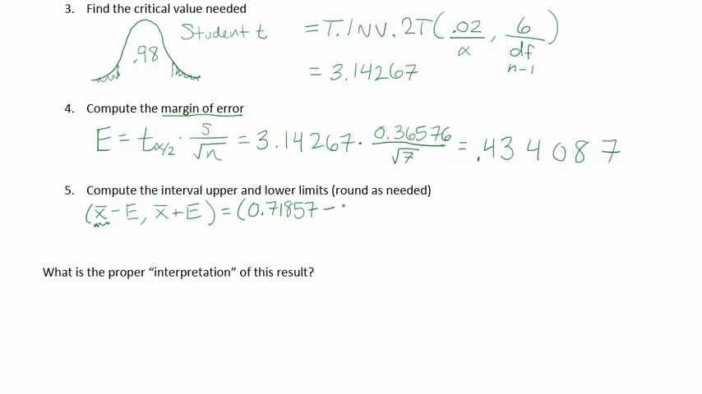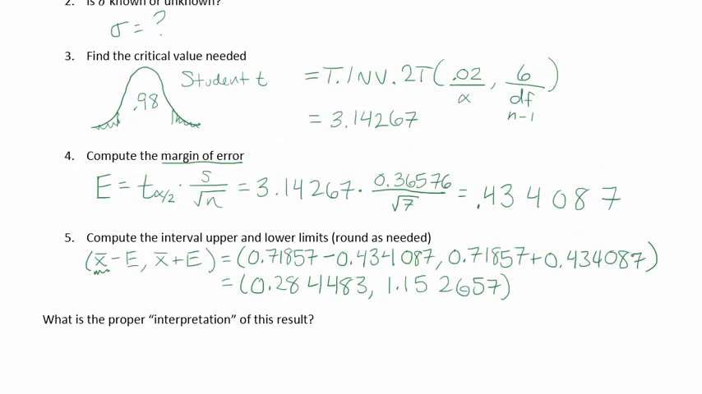So I'm taking 0.71857, subtracting off the margin of error, 0.434087, and then adding that. And again, throwing that into a calculator or doing that on Excel. And there are various different rounding rules for these. I would say just follow the instructions in the textbook. Because our original data had 2 decimal points, it might make sense to go to 3 decimal points here. So 0.284 to 1.153 in this case.